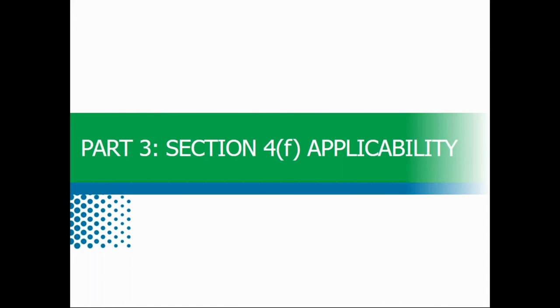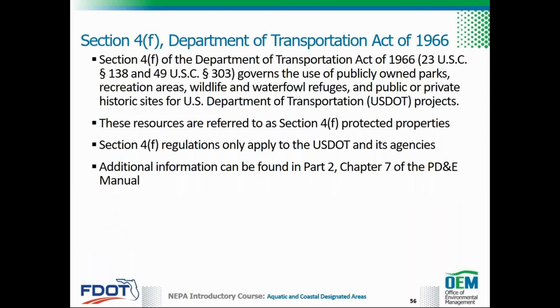We will now move to Part 3 of this training, which covers Section 4F applicability to aquatic preserves, OFWs, wild and scenic rivers, study rivers, and rivers listed on the NRI. Section 4F of the Department of Transportation Act of 1966 governs the use of publicly owned parks, recreation areas, wildlife and waterfowl refuges, and public or private historic sites for U.S. Department of Transportation, or U.S. DOT, projects. These resources are referred to as Section 4F protected properties.